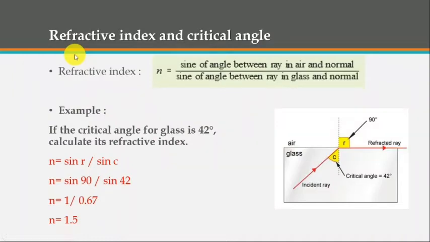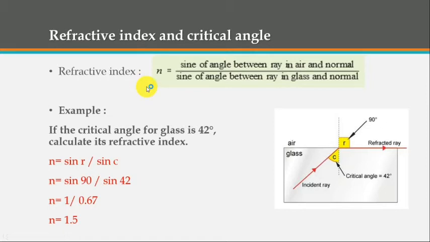Want to continue our lesson, chapter 30, total internal reflection. Okay, today we want to talk about refractive index and critical angle. Now, refractive index, we talked about it before. You remember the symbol of it is n. We said we have two formulas to find the refractive index.